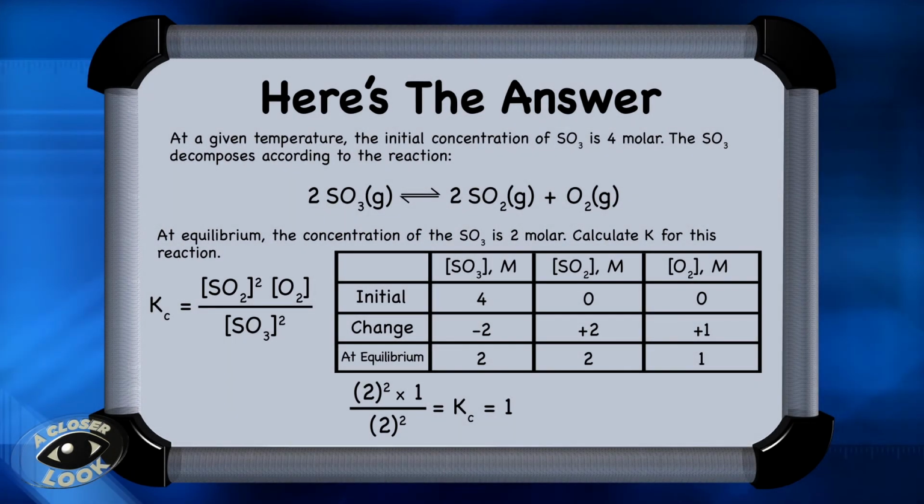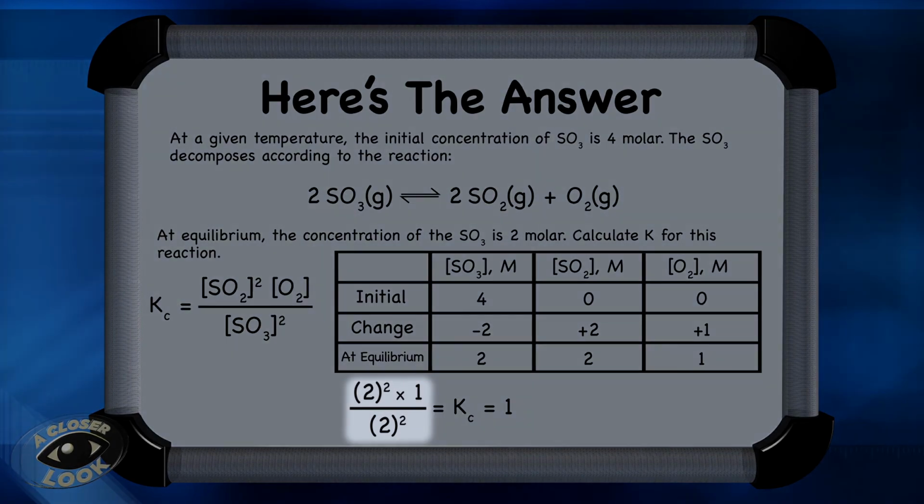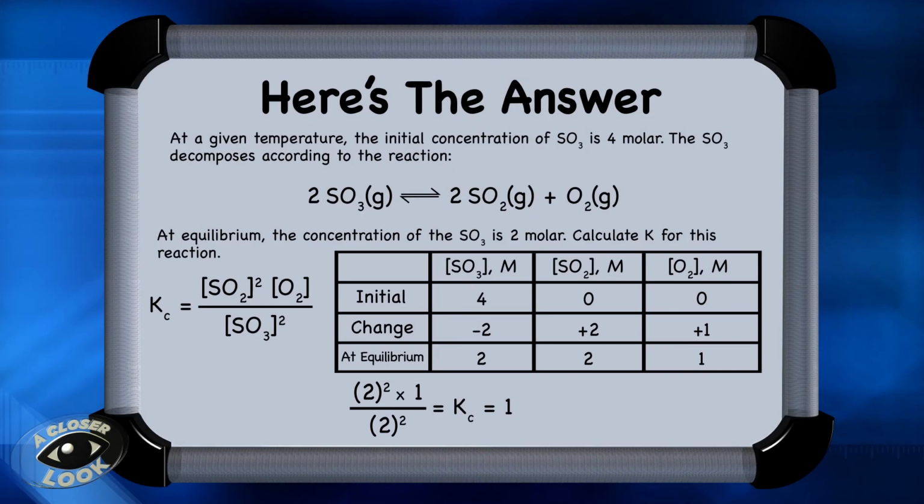In the denominator, we took the sulfur trioxide concentration at equilibrium, which was 2, and we plugged that in and squared it as well. And when we did the math, we see that 2 squared is 4, times 1 is 4, divided by 2 squared, which is just 4. So what we are left with is 4 divided by 4, or in other words, the equilibrium constant had a value of 1, which tells us that neither reactants nor products predominate at equilibrium.